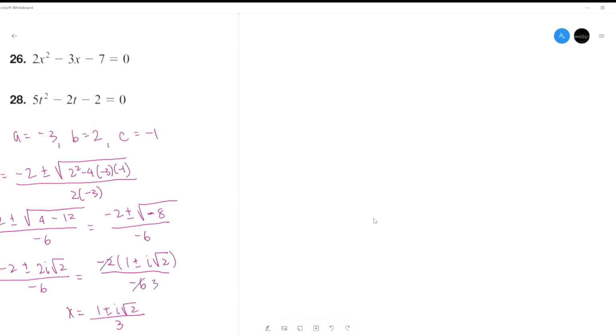Last two. We have over here, let me do orange, 26. A is equal to 2, B is equal to negative 3, C is equal to negative 7. And let me write 28 on the right side before I forget: 5t squared minus 2t minus 2 is equal to 0. Okay, so back to 26.